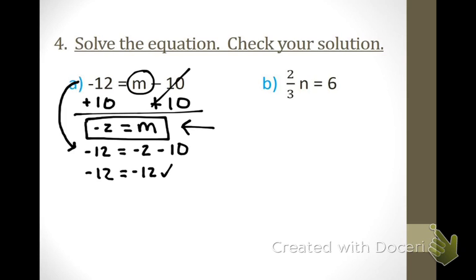The next one's a little bit trickier. It says 2/3 n equals 6. Remind me, if I have a coefficient or a number directly next to a variable or a letter, what sign is in between them? Multiplication. So the opposite of multiply is to divide, but it's trickier when you have a fraction. Does anyone remember what I'm supposed to do if I have a fraction?